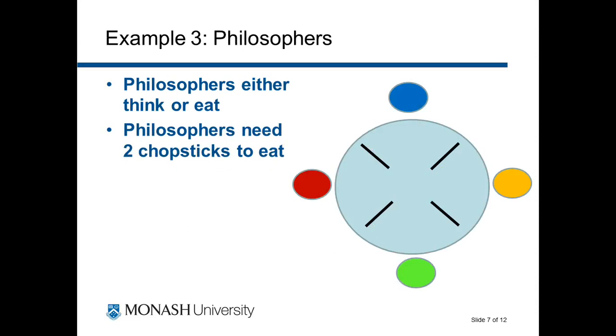Dining philosophers. Now, this is the classic deadlock situation. We have philosophers. Philosophers are very clever people, so they think a lot, and they need fuel, so they eat a lot. And these are Chinese philosophers. They need 2 chopsticks to eat, you know. Can't just get away with 1 fork, right? So you've got to grab your 2 chopsticks.